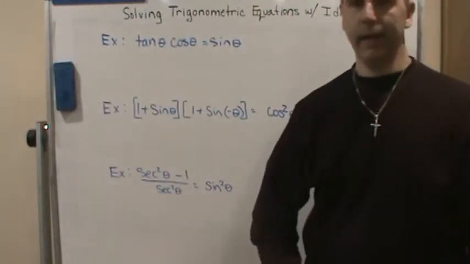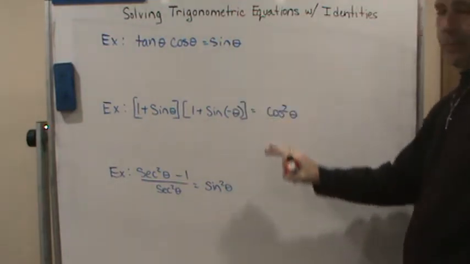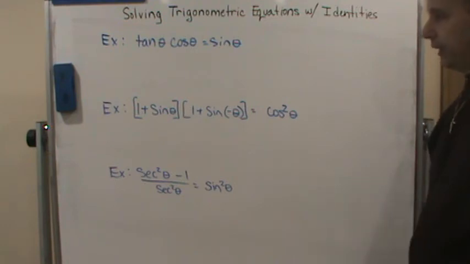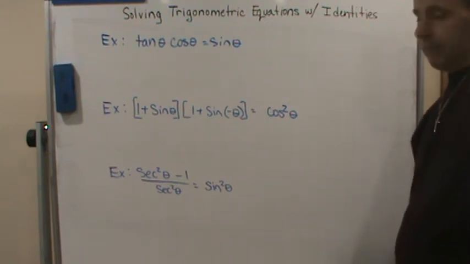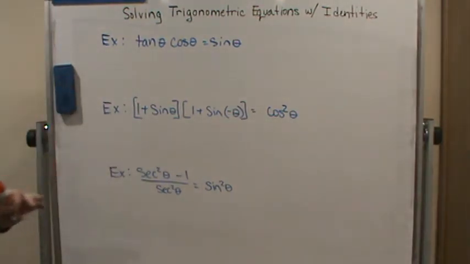Okay, so welcome, and now what we're going to do is some examples, and we're going to use different identities to solve each one of these, okay? Just follow along, and there's also more than one way to solve some of these. I'm going to show you one of those going forward, okay? So let's see here. Let's start with this one.